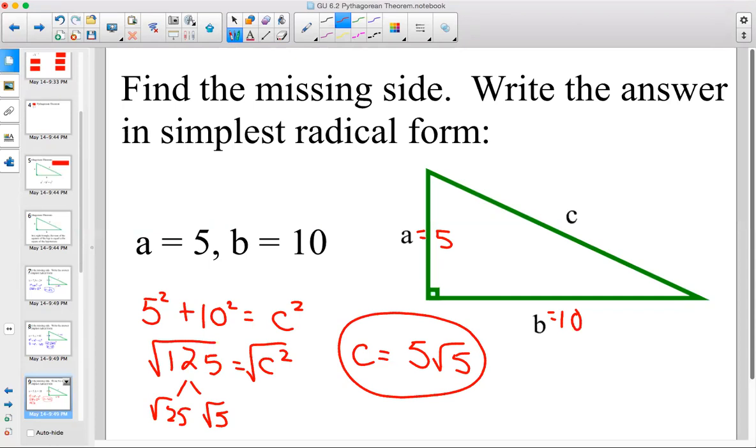Now, there are some times that we'll say, give us the length of the missing side rounded to the nearest 10th. If that were the case, then right here, I could take the square root of 125 and get my decimal answer that I can round. I wouldn't need to simplify the radical first. Now, a decimal solution is not an exact solution. It's estimated, which is why if we want an exact answer, we have to simplify the radical.